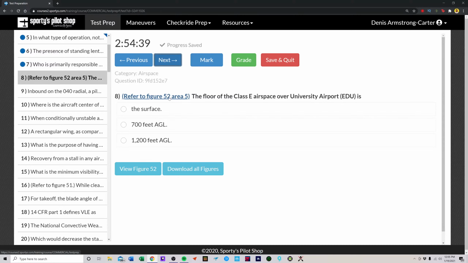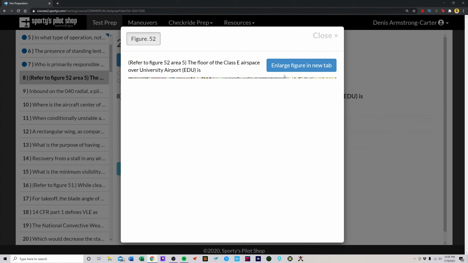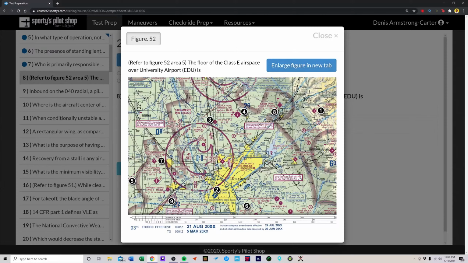So here we got one. Floor of the Class E airspace over the University Airport, EDU, is. So I can show you guys how this works. Alrighty, Area 5. So we go to Area 5 over here. University, it's right here. Floor of the Class E airspace. So there is a magenta circle. You see how there's a magenta shape. But anyways, the magenta circle takes it from.